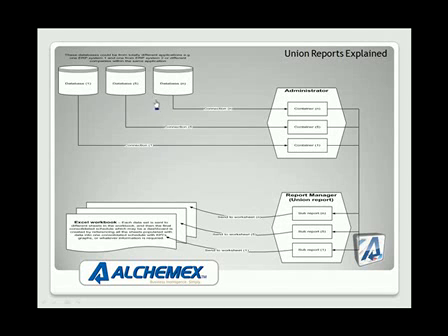A Union Report allows you to create a container per connection, so you have a connection to each database, a container per connection, and then a report per container. You're then able to merge all of this data into different worksheets in Excel and use Excel functionality to consolidate your data.